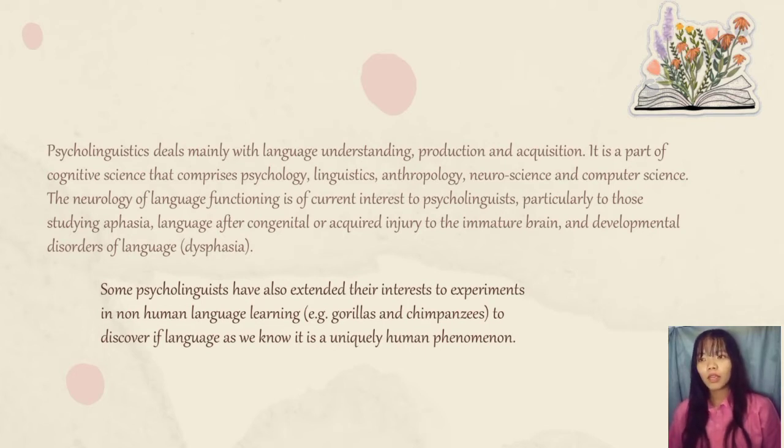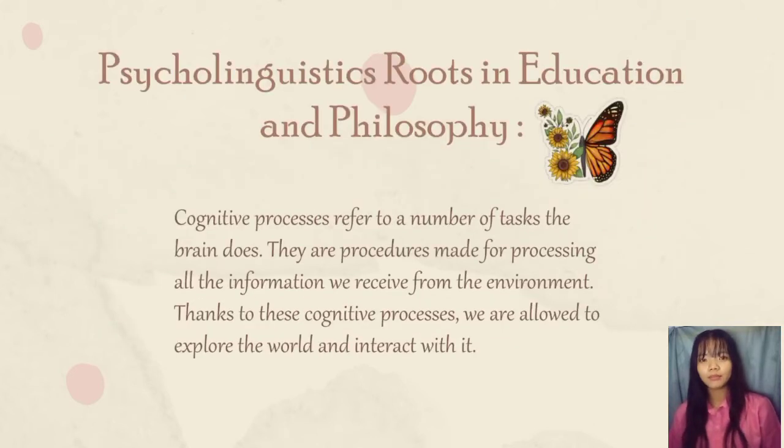The neurology of language functioning is of current interest to psycholinguists, particularly those studying aphasia, language after congenital or acquired injury to the immature brain, and developmental disorder of language, or dysphasia. Some psycholinguists have also extended their interest to experiments in non-human learning, such as gorillas and chimpanzees, to discover if language as we know it is a uniquely human phenomenon.